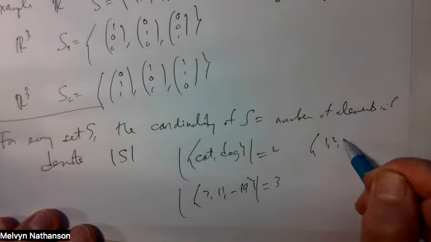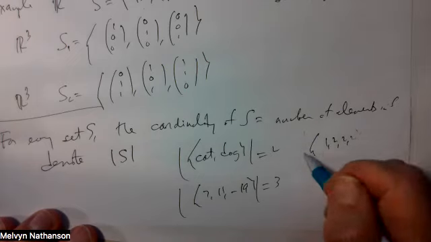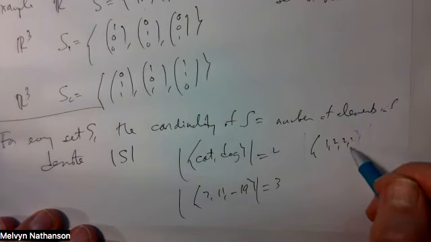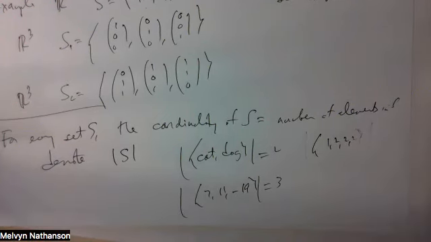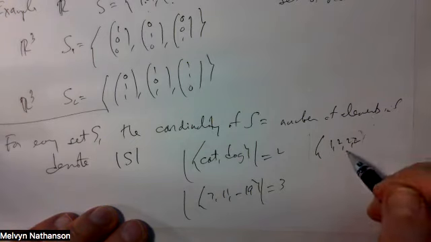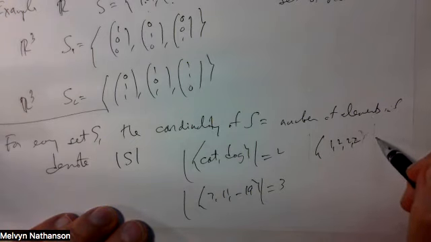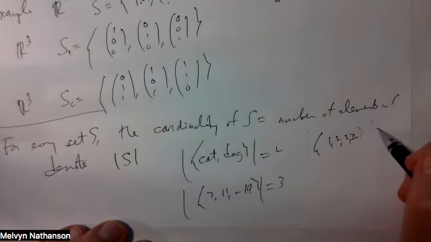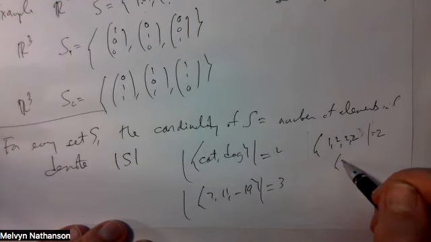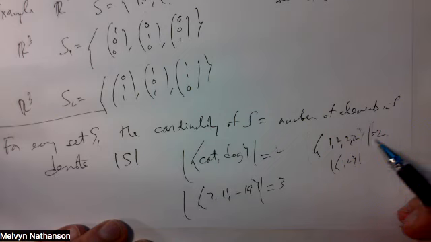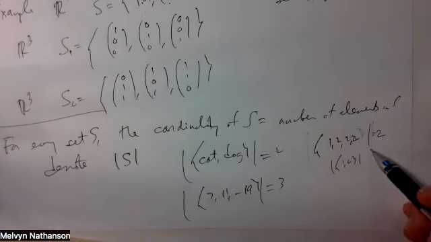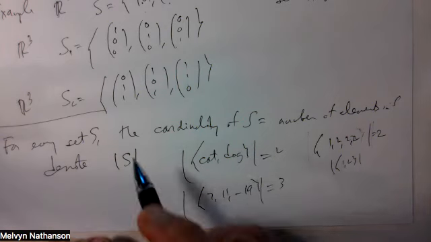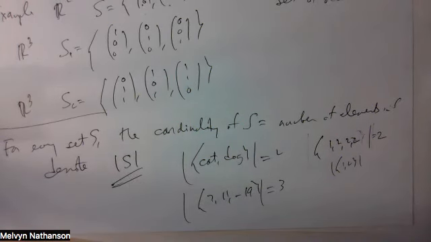If I take the set {1, 2, 2, 2}, the cardinality of that set, well, the set {1, 2, 2, 2} is the same as the set {1, 2}. In a set, you're looking at the number of different elements, so the cardinality of this set is 2. The only elements in the set are the numbers 1 and 2. So this is our notation for the number of elements in a set.